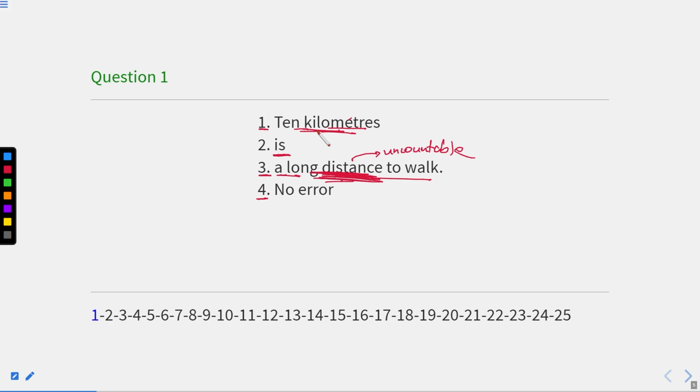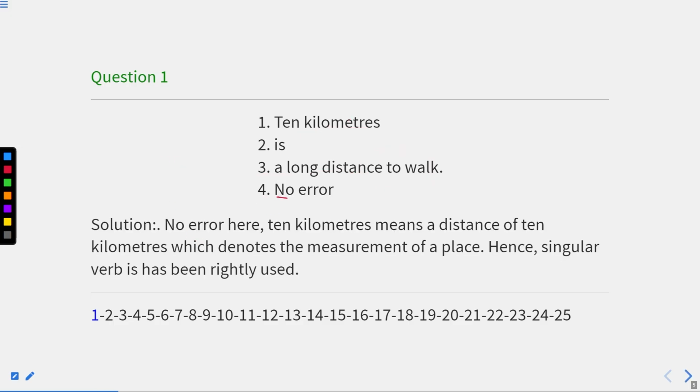10 kilometers is not the subject. The subject is what we are talking about. Here we are talking about the distance, not 10 kilometers. Therefore, this is absolutely correct over here. Moreover, each and every part is correct. Therefore, our answer will be no error. 10 kilometers means a distance of 10 kilometers, which denotes the measurement of a place. Hence, the singular verb has been rightly used.